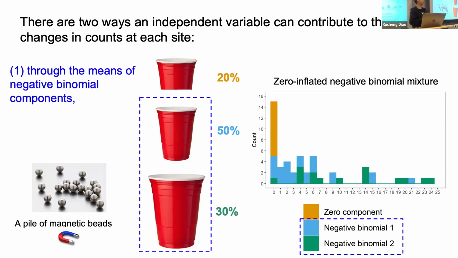In this mock example, on the right you see the distributions. The blue has a mean of 5, and the green one has a mean of 15. You can see they distribute quite differently. If you fit an independent variable to the mean of these components, it can affect the eventual outcome through the means. So that is one way that an independent variable can play a role.